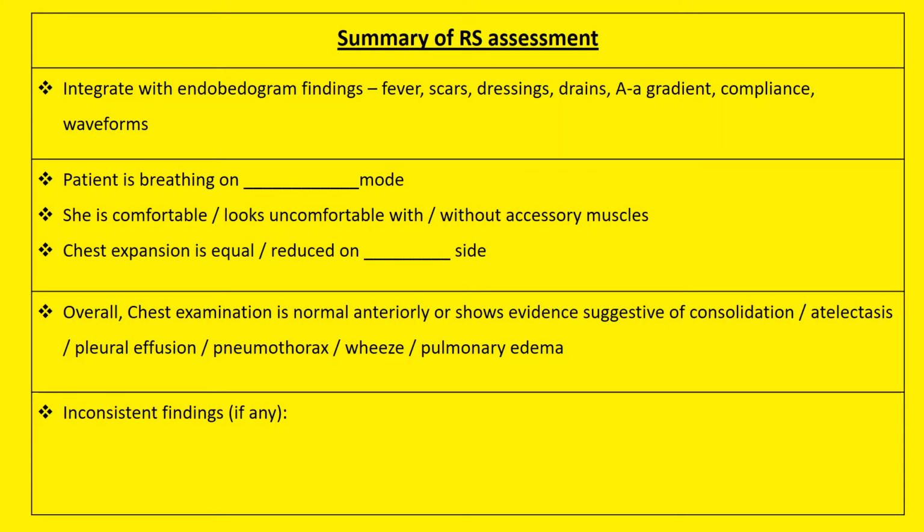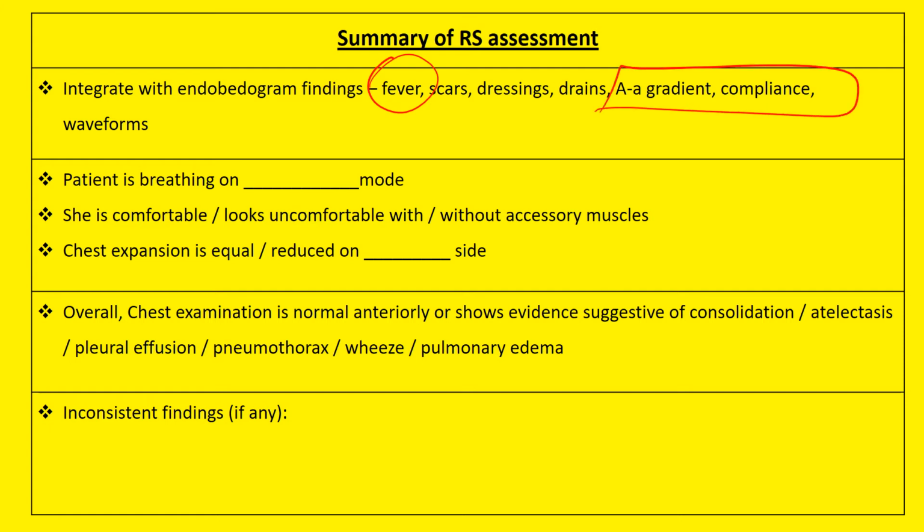Then, summary of the respiratory system assessment, integration with echocardiogram findings. You have to say, I found that the patient has fever. The nasogastric output is extremely high with phlegm. Sorry, not nasogastric. What am I saying? He has a lot of sputum, which is purulent. He has a fever, and he has bronchial breathing, etc. So I think he has something like that. So fever, scars, dressing, and all of these things.